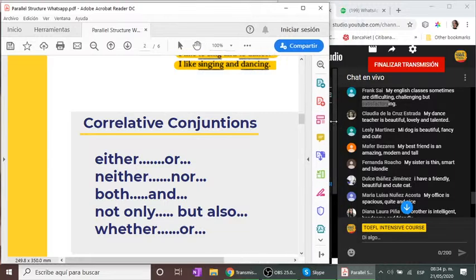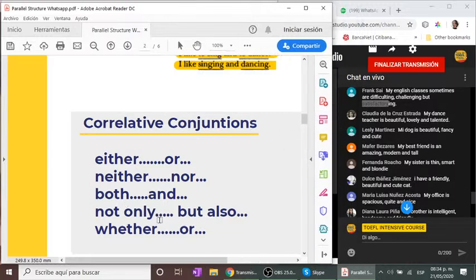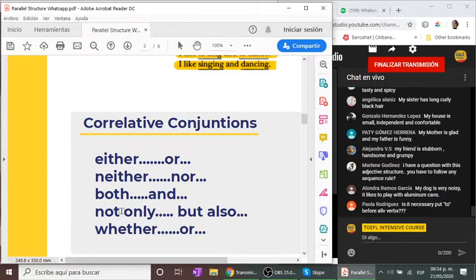So now, guys, let's do an example with not only but also. Okay. And we will combine it with adjectives again. Right? So, no solo, pero también. Paula, is it necessary to put to before all verbs? No, it's not necessary. But because the first one had it, the second one needs to have it too.